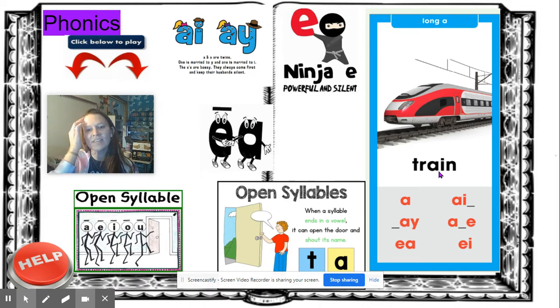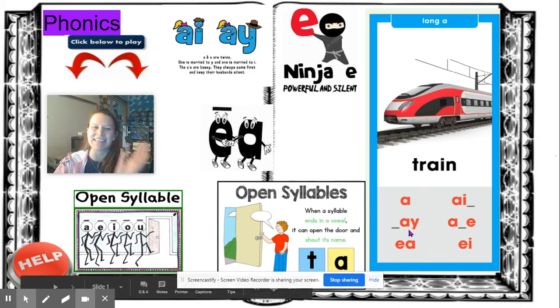A lot of these that we're going to go over are really good for reading. When I tap out a word with A and I hear that A sound in the middle, it is probably going to be AI. If I hear the A at the end, it's probably going to be AY. Every now and then there's an NGE.